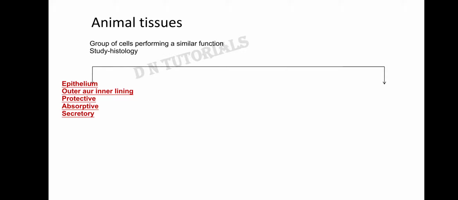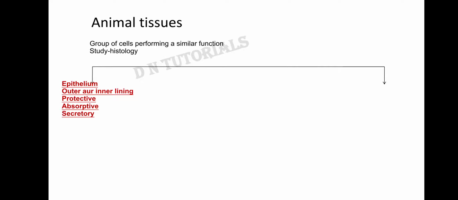And what does our skin do? Skin protects the internal parts of our body. So the first function of epithelium is protection. How is epithelium absorptive? If we talk about the small intestine, what happens in the small intestine? The food, once digested, reaches the small intestine, right? And in the small intestine, what happens? The nutrients are absorbed in the small intestine. That means the epithelium plays a crucial role in absorption.